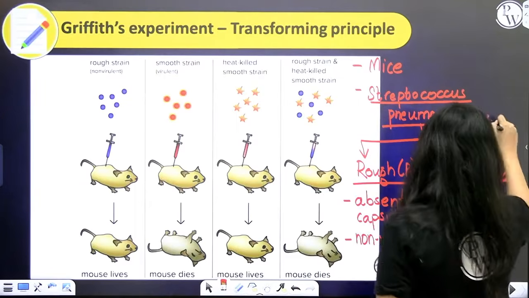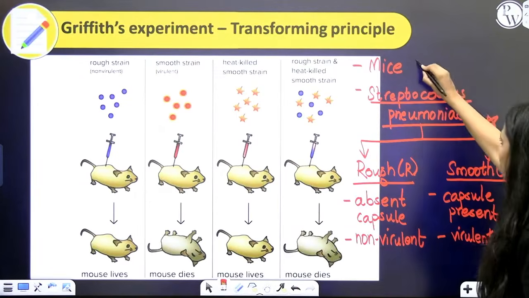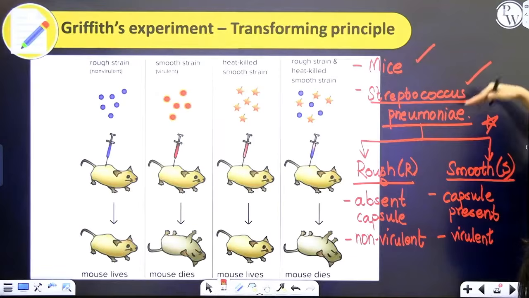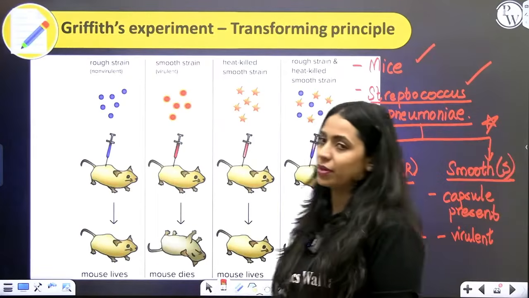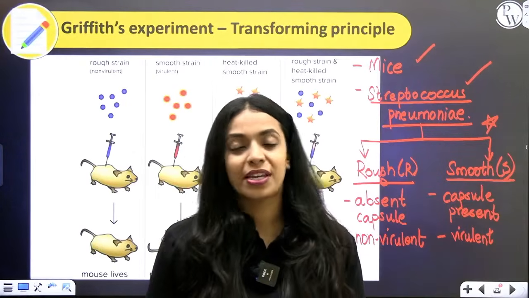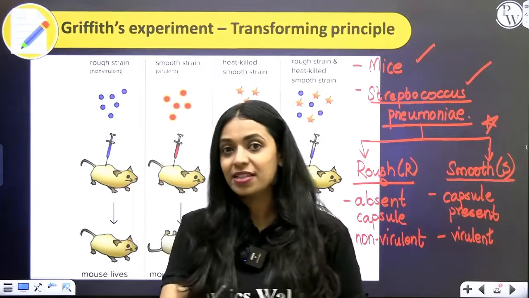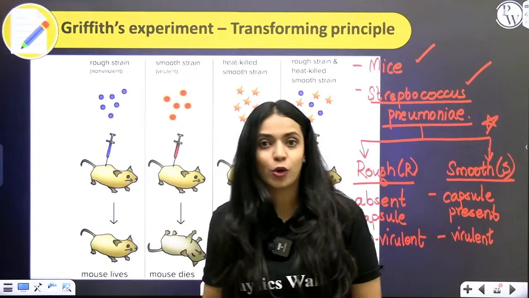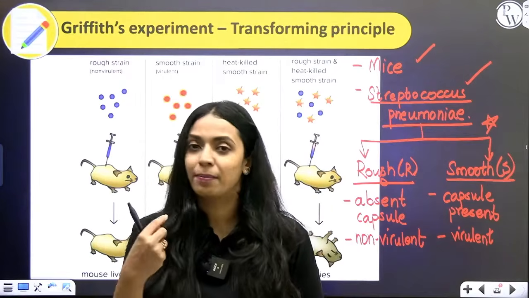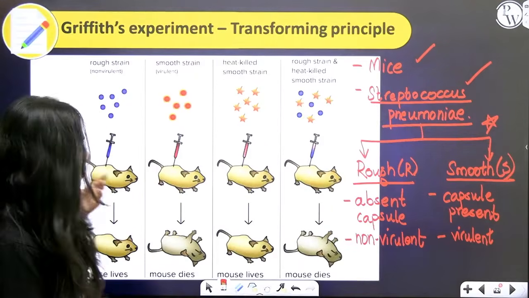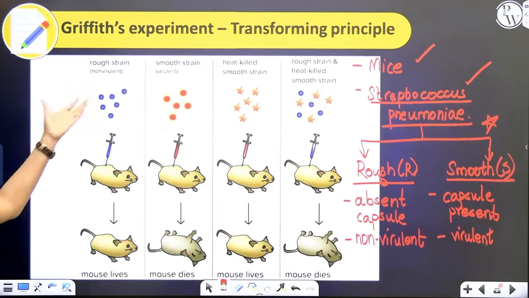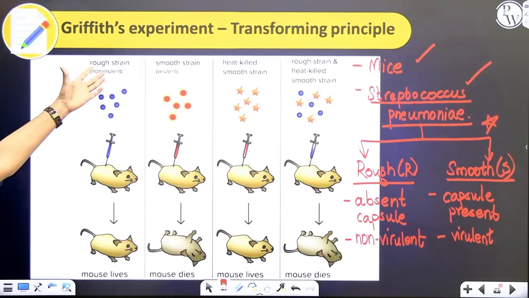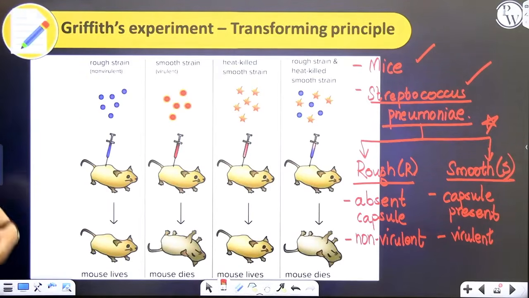Okay, so this is something you have to remember. Remember, mice and streptococcus, two organisms used in this experiment. So what he basically did was he took a couple of mice. First, he took the R strain bacteria, which did not have the ability to cause disease, and injected these bacteria into the mouse's body. Clearly, because it does not have the ability to cause disease, it did not affect the mouse at all. The mouse happily survived.